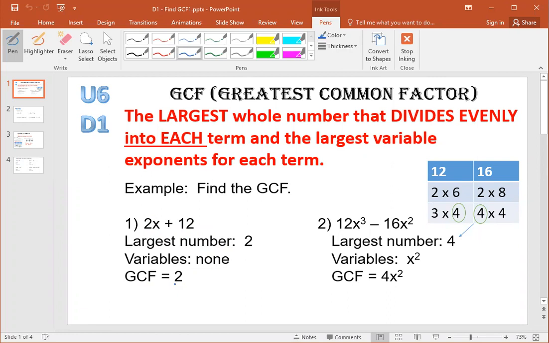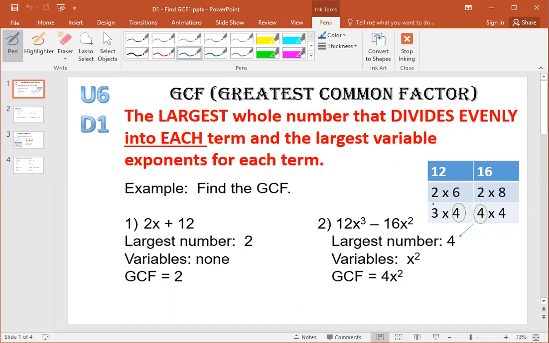So here in the second example, I made it a little harder. I have 12x cubed minus 16x squared. We want to find the largest number that can be divided evenly into 12 and 16. You could try, does 2 work, 3 work, 4 work, 5, 6, 7, 8, and you could just keep going down the line and seeing the largest number that will divide evenly. Or you can create what we call the factor table. That's what this table over here is.